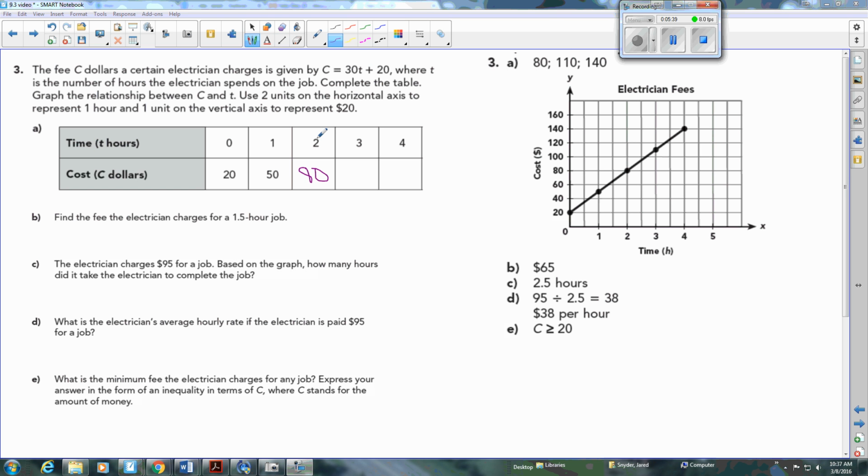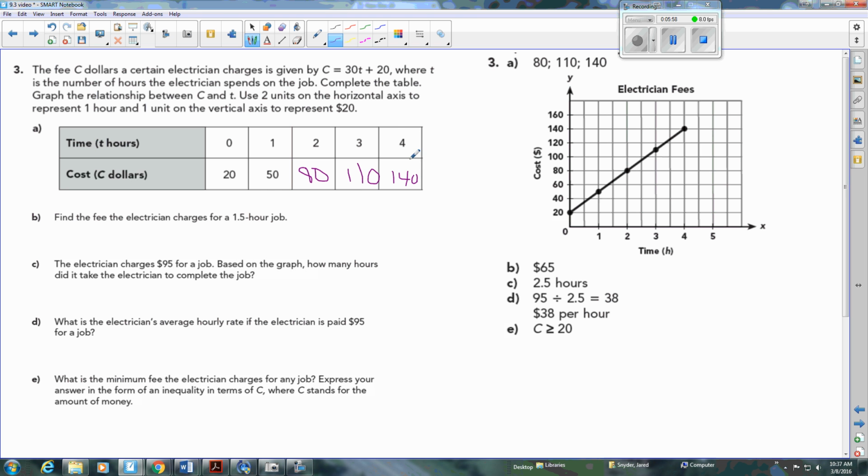So 2 times 30 is 60 plus 20 is 80. 3 times 30 is 90 plus 20 is going to be 110. That's ugly. And 4 times 30 is going to be 120 plus 20 is 140.